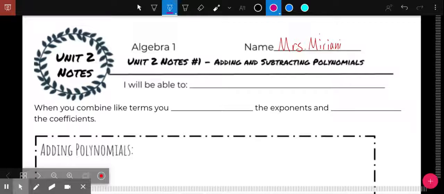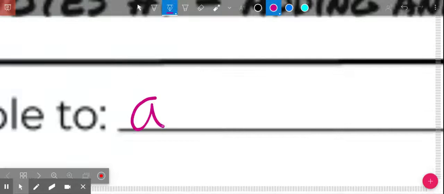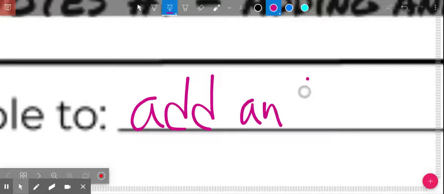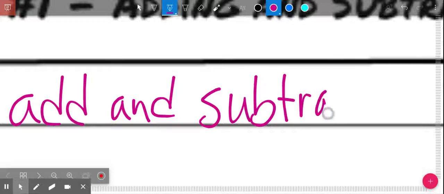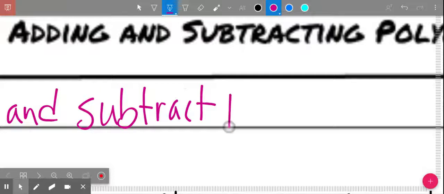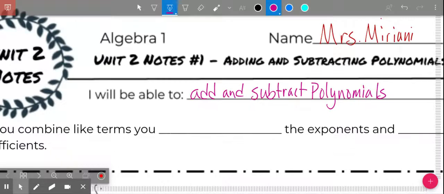All right, so today we're going to be looking at Unit 2, Notes number 1, and we're going to be adding and subtracting polynomials. So today, our goal is that you'll be able to say, I will be able to add and subtract polynomials. Okay, so that's going to be our big goal today, is that we can add and subtract both of those.